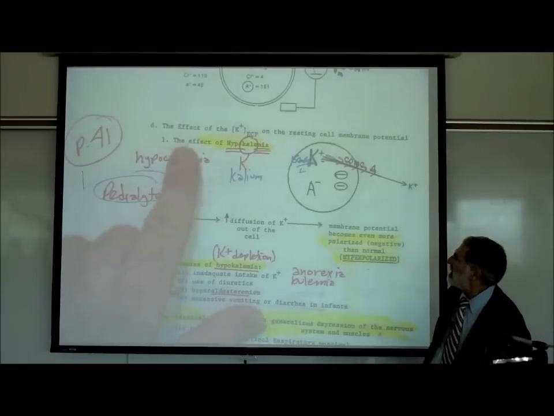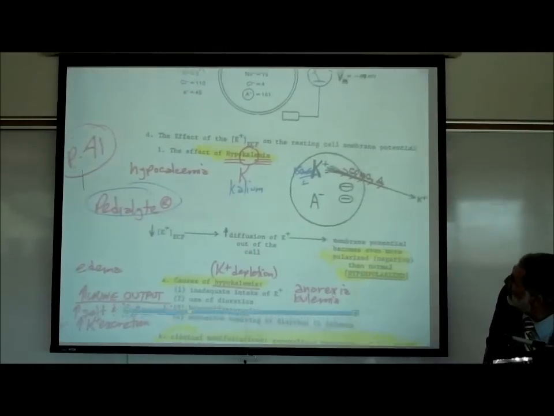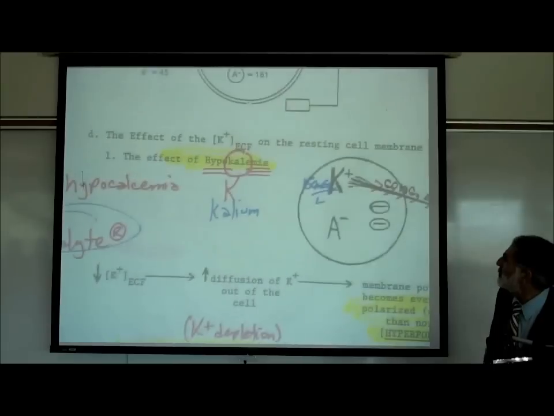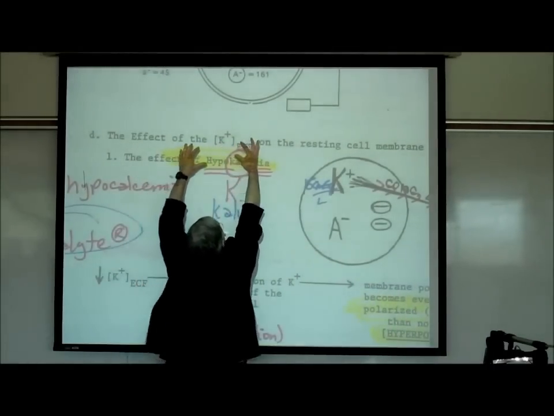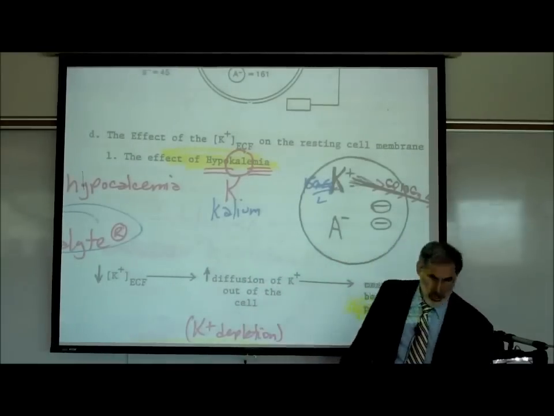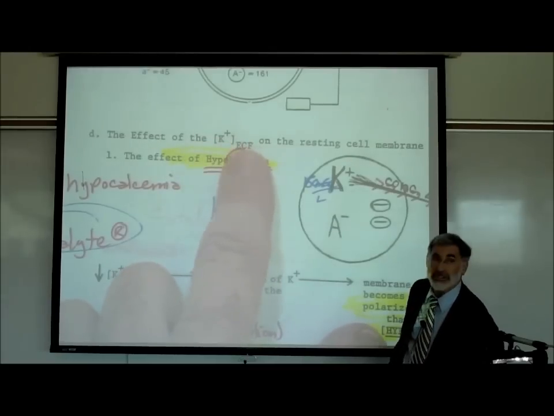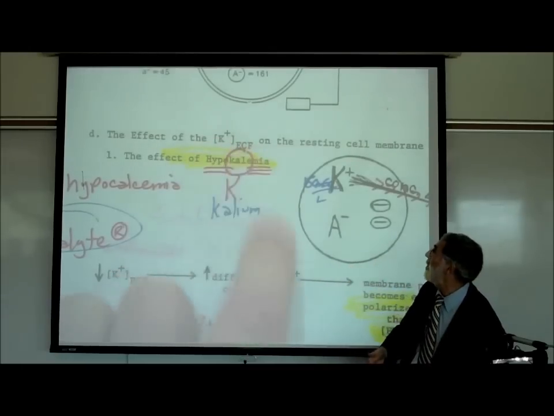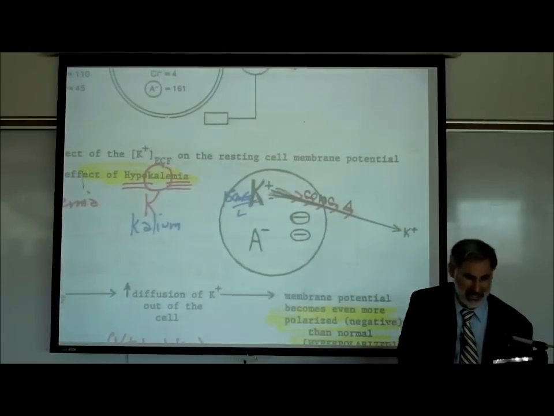And it says the effect of the, and all of you who've had chemistry know that when you put a chemical in brackets, that means concentration of. So the effect of the concentration of potassium in the extracellular fluids, like blood, on the resting cell membrane potential. This is exactly what we were setting up.